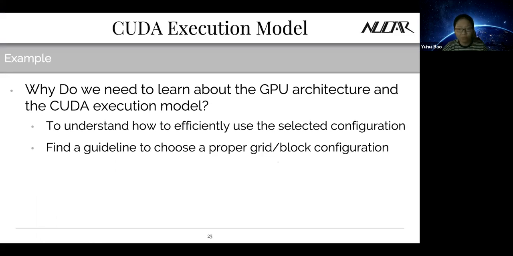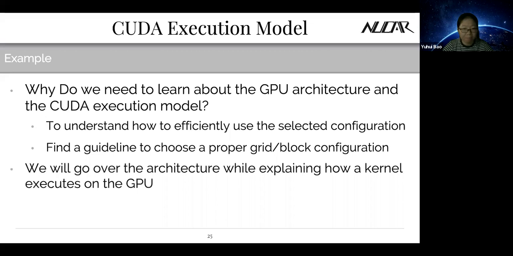As I said before, we use GPUs to get better performance. So how do we do that? It's the kernel configuration, which you as the user are responsible for giving, and the numbers you choose will impact the performance of your application. We will go over the architecture while explaining how a kernel executes on the GPU.